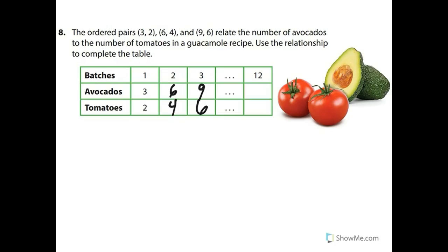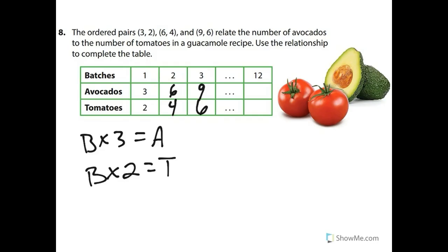Well, let's look at 2 different rules. So batches, we're going to say B. What are we doing? Yeah, B times 3 equals avocados. Let's make that a capital A so we're not mistaking it for 9. All right, and then batches times 2 equals tomatoes.